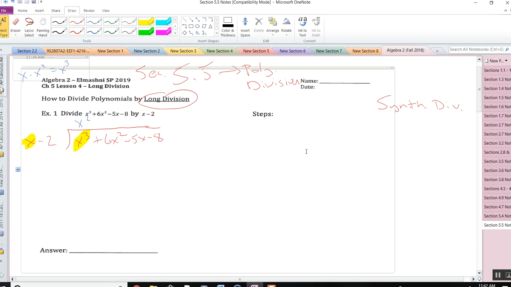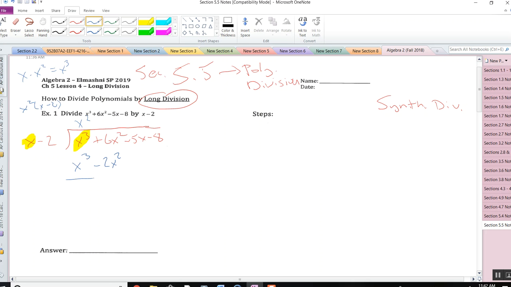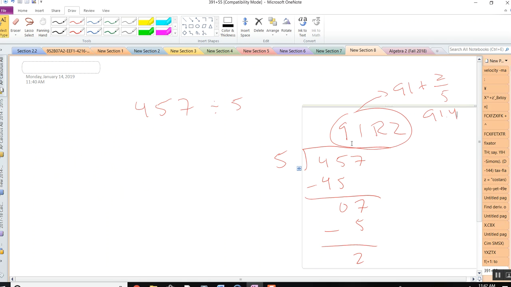Then notice how we did 5 times 9 is 45, and we brought it down. So you can do something similar here. You're going to multiply x squared by x minus 2. So it's x cubed minus 2x squared. And then you're going to subtract. Now I'm going to surround this in parentheses, just to be careful. x cubed minus x cubed is 0. 6x squared minus negative 2x squared is 8x squared. And bring down the negative 5x, just like we did back in the day where you bring down the 7.